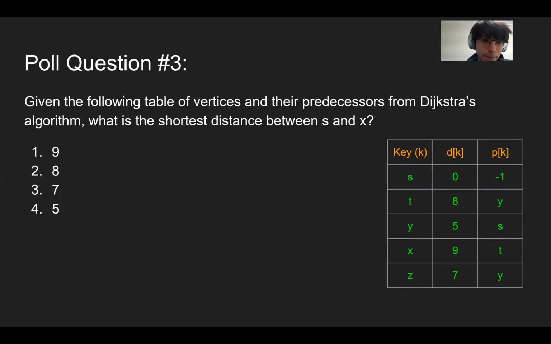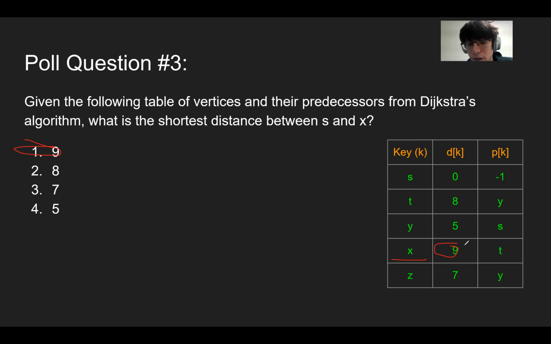Okay. So now, how would we find the shortest distance between S and X? You can pause if you want. Now we're going to go over it. The shortest distance between S and X. Well, here we look down at the key, and we just look at this distance, and that's it. It's just 9. There's nothing more to it than that.